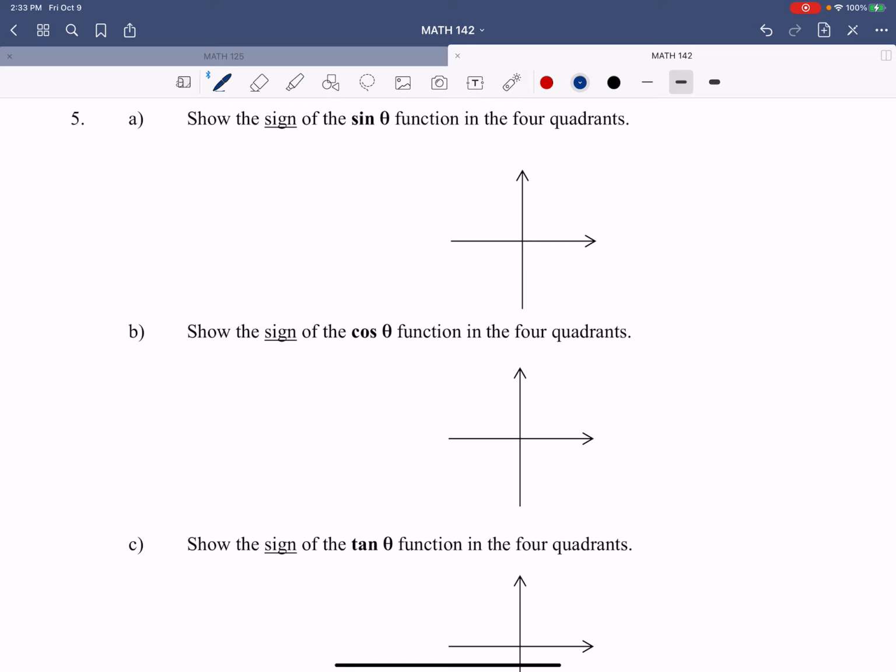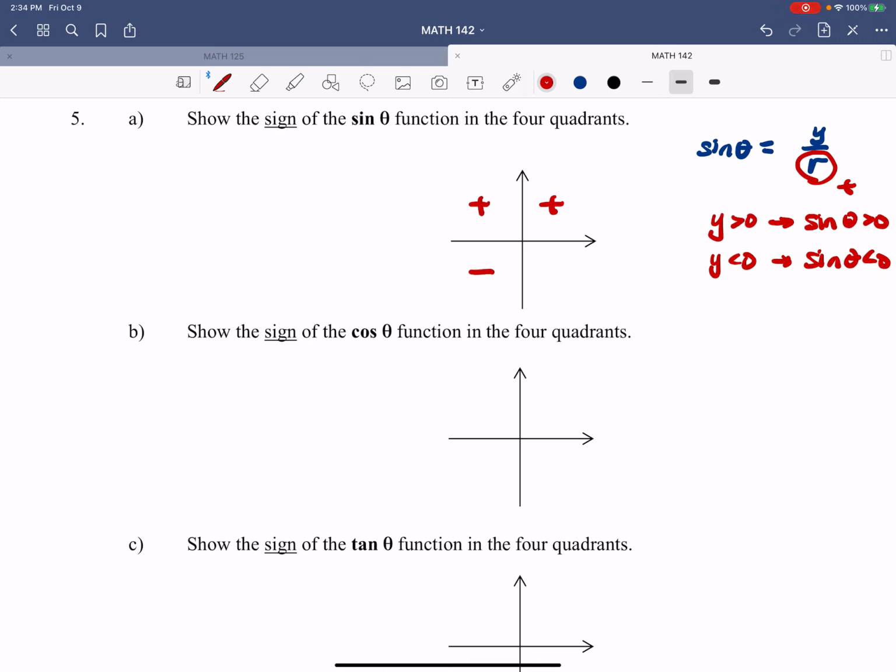So thinking about sine of theta, and remember, sine of theta is y over r. Now let's think about something here. r is always positive, right? So that means that the sign of sine of theta relies on what the y-coordinate is. So if y is positive, sine is positive. And if y is negative, sine is negative. So that means sine of theta is positive in the first quadrant and the second quadrant, and negative in the third and the fourth.